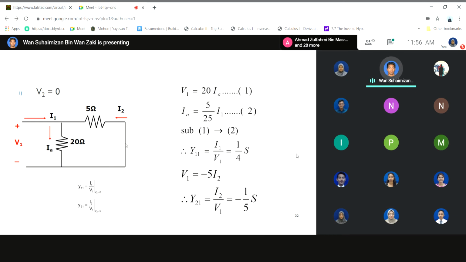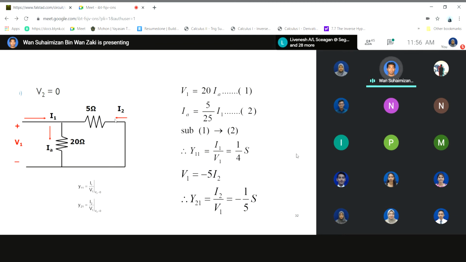For example, here you short circuit port number 2, which means you set V2 equals to 0, and then determine the ratios for Y11 and Y21. Y11 equals I1 over V1. Y21 equals the ratio of I2 over V1. From these ratios, you can get the Y parameters. So in the solution, first when you set V2 equals to 0, you need to determine the relation between I1 and V1.